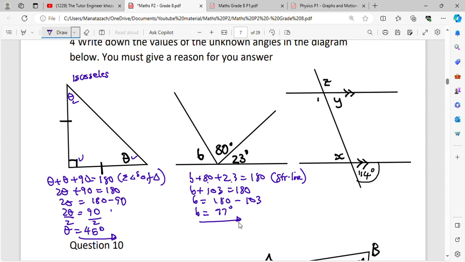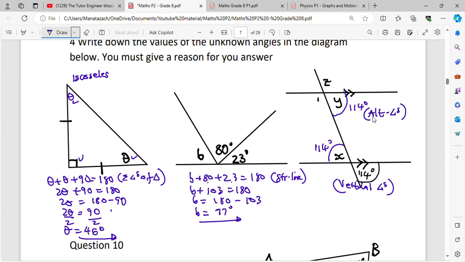Okay, let's go over to the third question. Basically you have 114. That means x will also be 114. The reason, you'll say they are vertically opposite angles. And also since you've got two parallel lines, x is equal to y, meaning y is also 114 degrees. The reason is alternating angles.